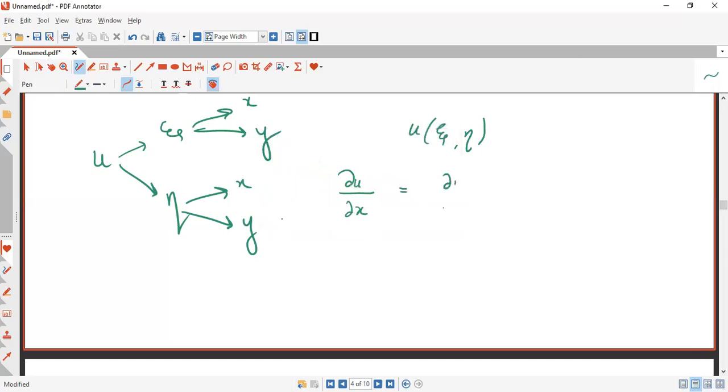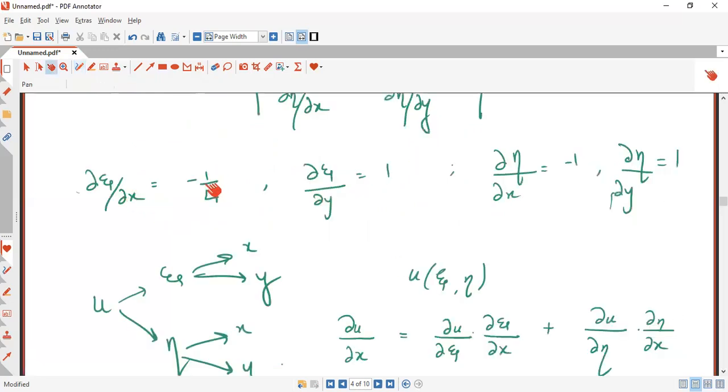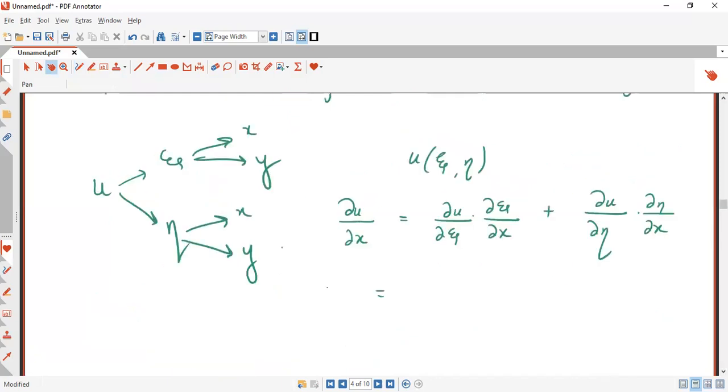Del u by del xi into del xi by del x plus del u by del eta into del eta by del x. We know the values here, del xi by del x and del eta by del x. What are the values? Del xi by del x is minus 1 upon 4 and del eta by del x is minus 1. Put those values. You will get the value of del u upon del x as what? Minus of del u by del xi and minus 1 upon 4 del u by del eta.